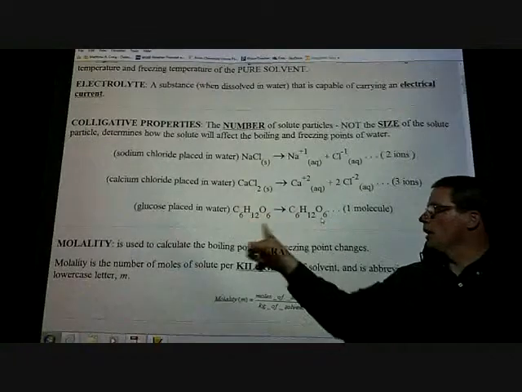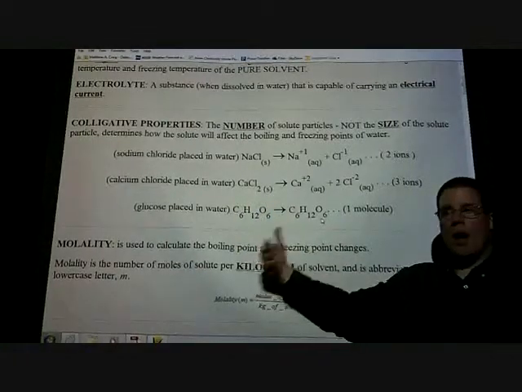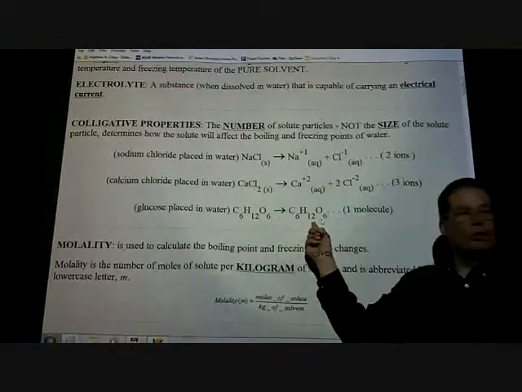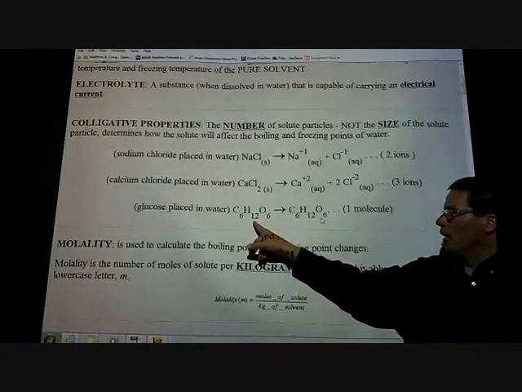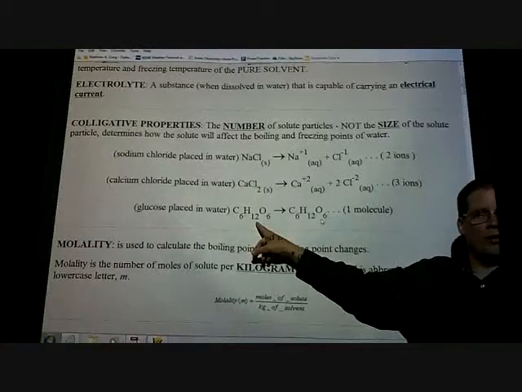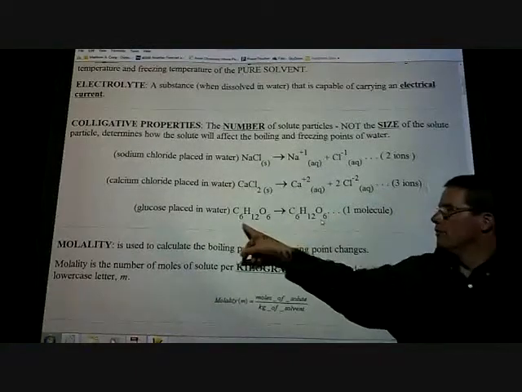Now, whenever you see something that is molecular, or nonmetal with nonmetal, it will dissolve, but it will not dissociate. So I don't want you to look at something like this. What is this, C6H12O6? Anybody know what that's called?